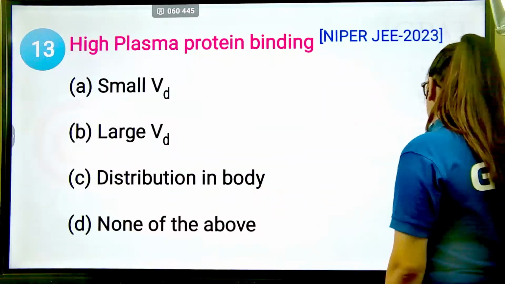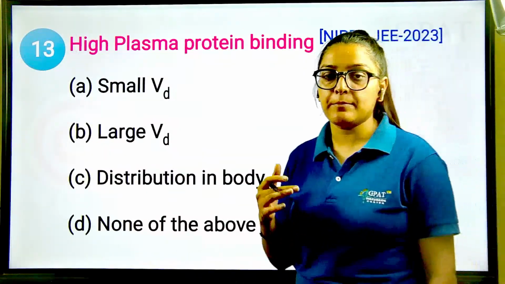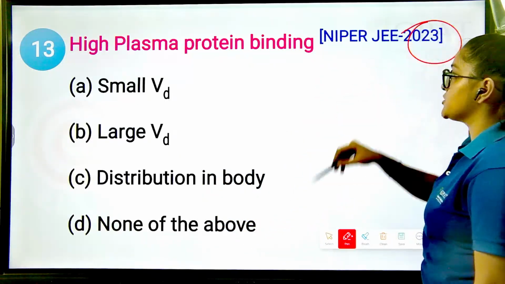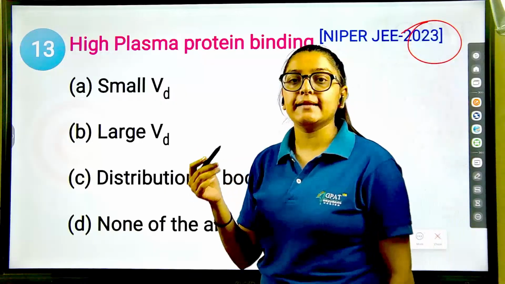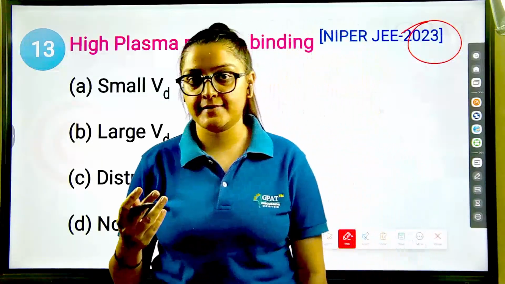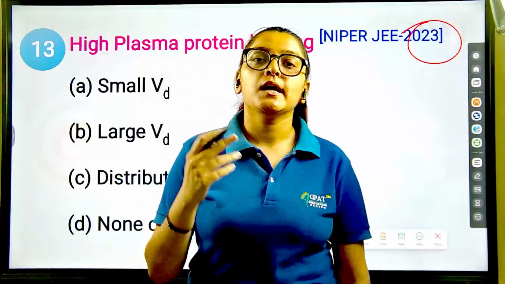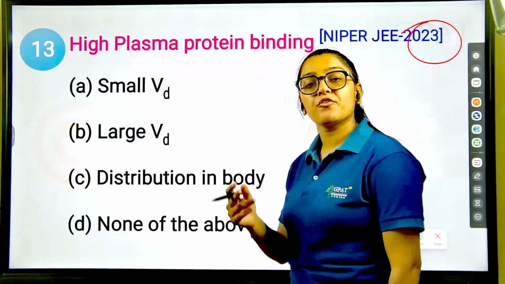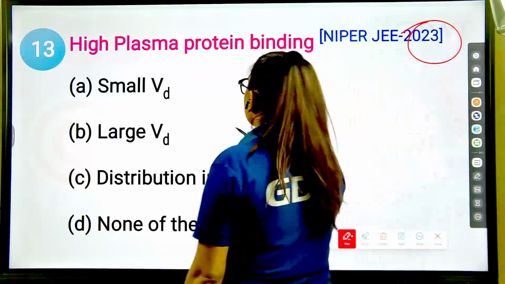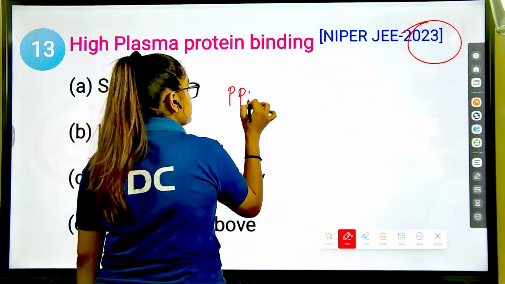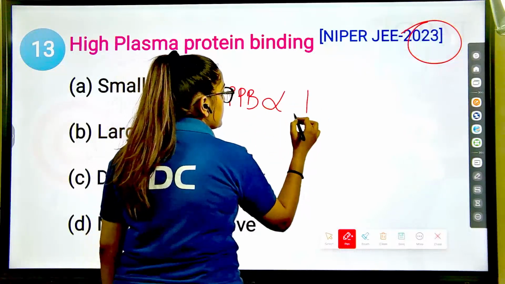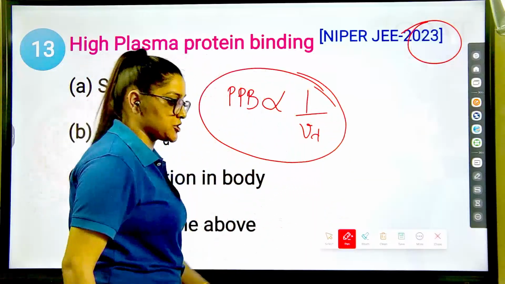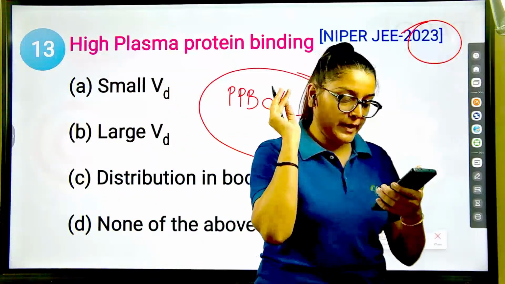Okay, right. Next question, high plasma protein binding. This is mostly from biopharmaceutics. Yes, it was asked in 2023. So plasma protein binding: the drug has two fates once it enters your body. Either it is going to be plasma protein bound, or it is going to be more tissue bound, right? So plasma protein binding is inversely proportional to volume of distribution. Just remember this relationship and your queries will be sorted.